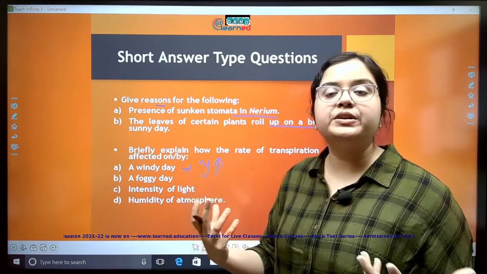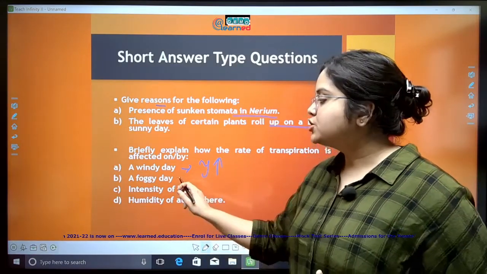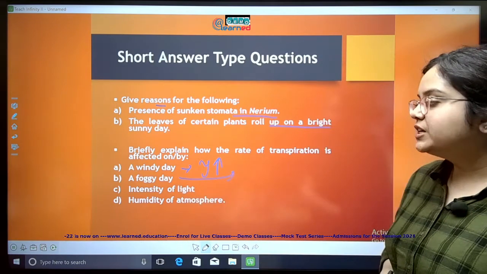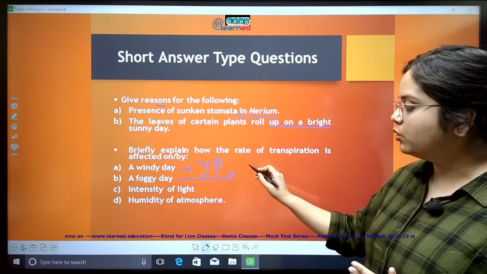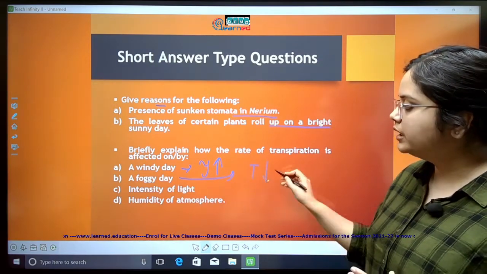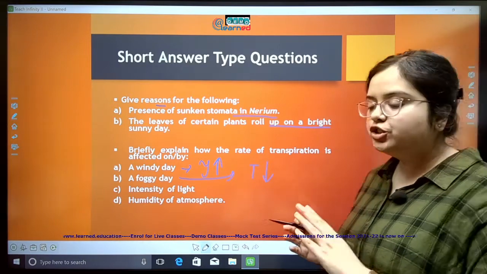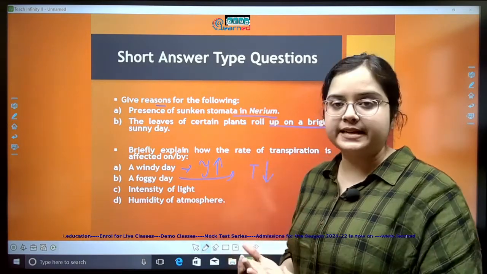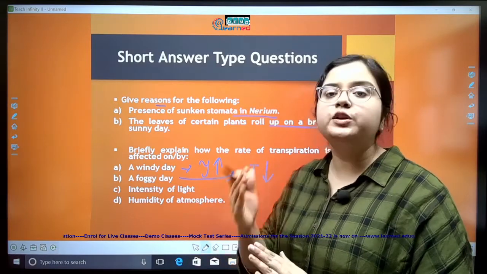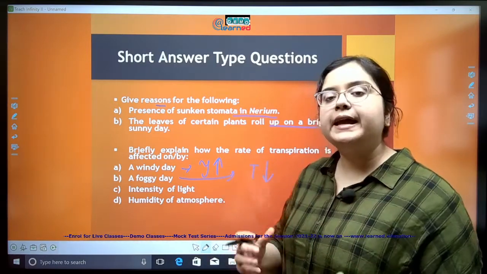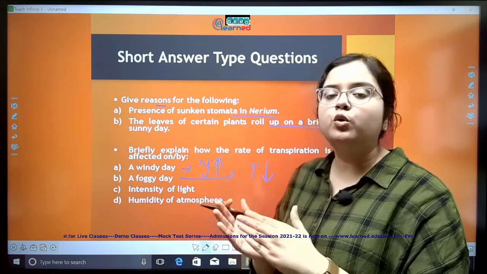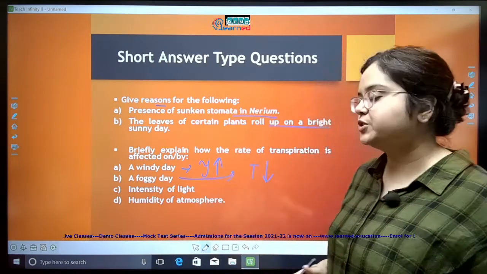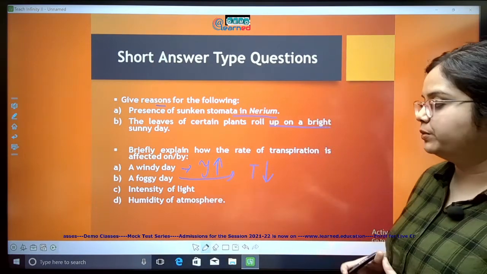The water vapor is laden with moisture. So, in those days transpiration rate will go down. Why will it go down? Because there should be a difference in the water potential outside of the leaf and inside of the leaf, for which the water will go out. If the outside air has a lot of moisture, then why will more water go out? So, transpiration rate will go down.